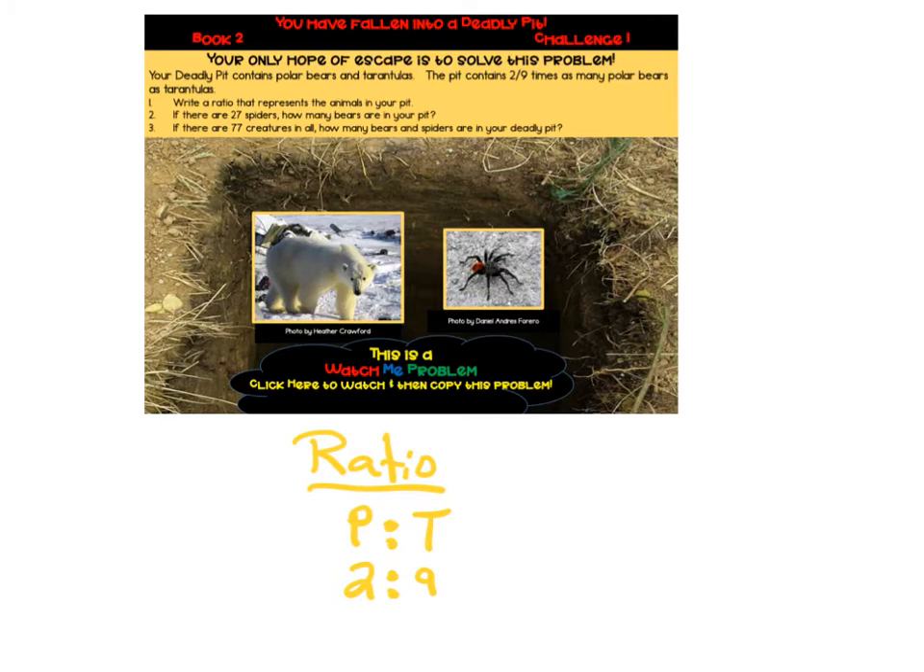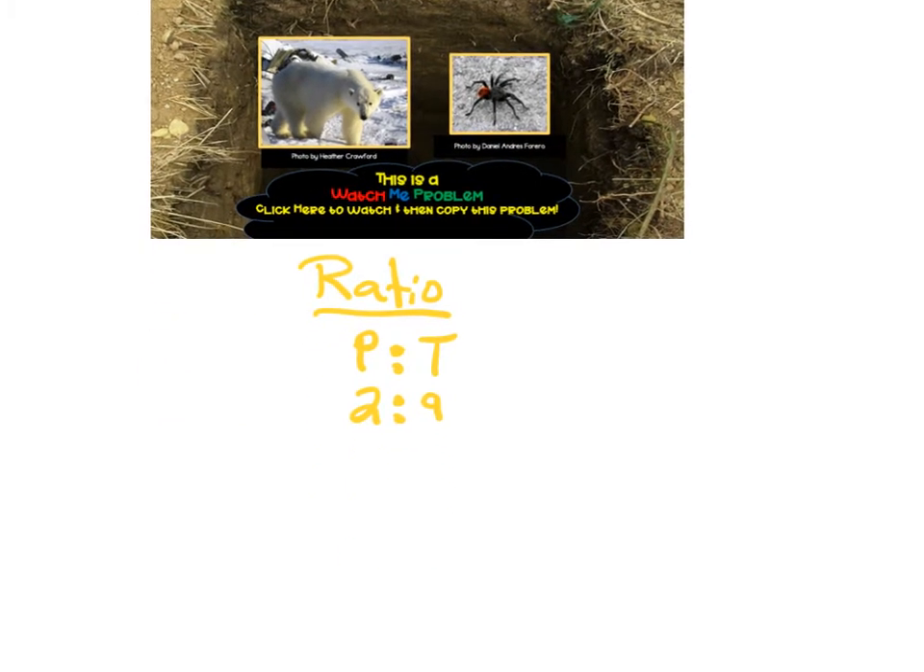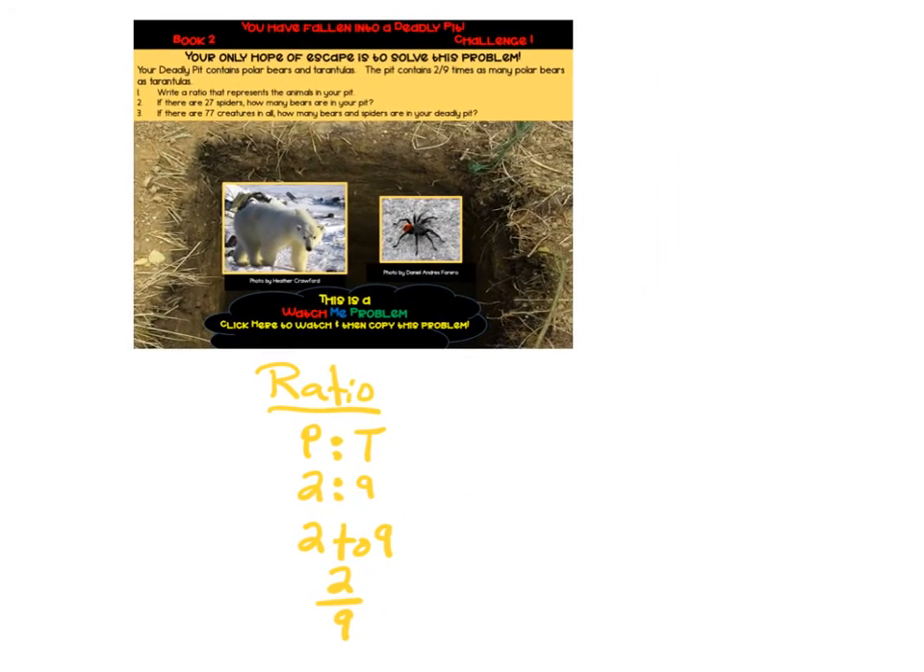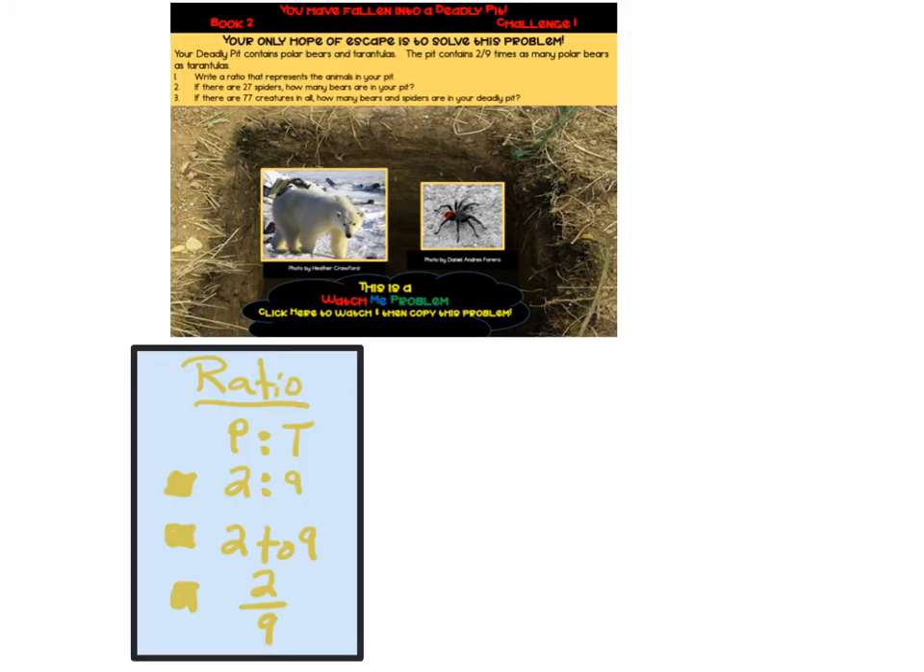Now I could also write that as 2 to 9. And the third way I could write it is as a fraction, which is 2/9, which is actually the exact same as what we have right up here. Alrighty, and this is how you would write the answer for the first problem of write a ratio that represents the animals in your pit. Bam, right there, my friends.